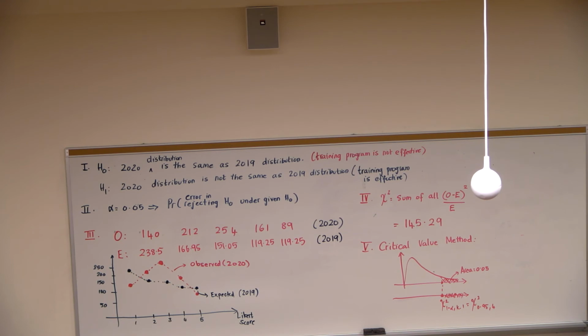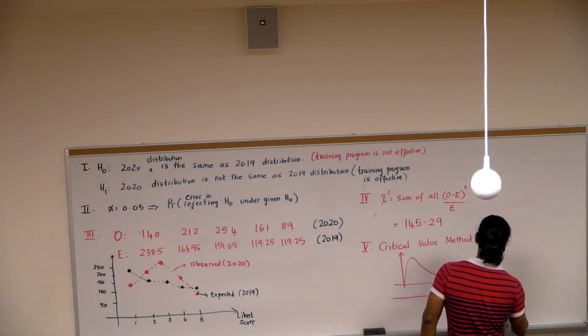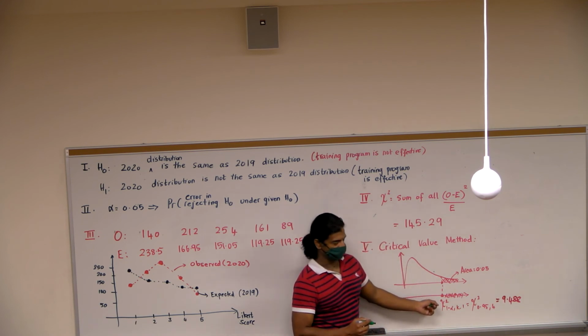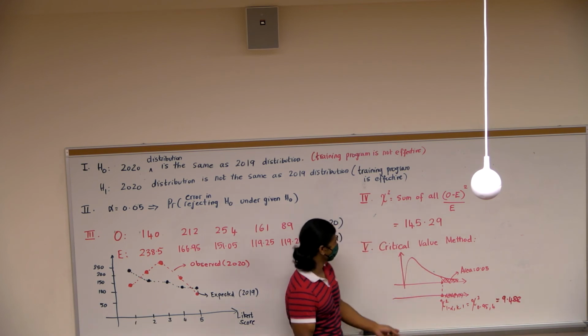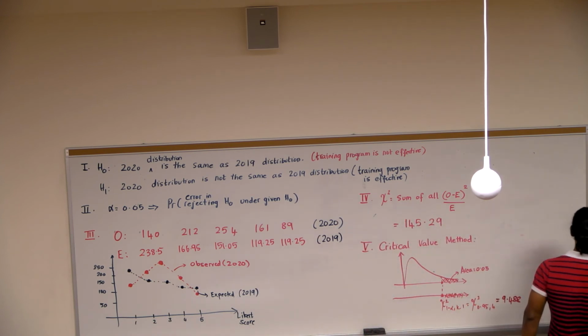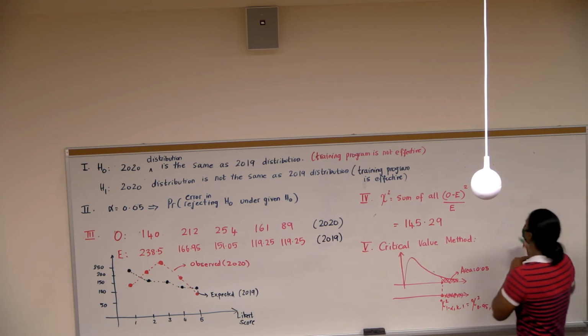So from the table, the critical value happens to be 9.488. So the critical value is over here. Where is the test statistic? 145.29. So probably way over there, right? Is it in the rejection region? Absolutely.